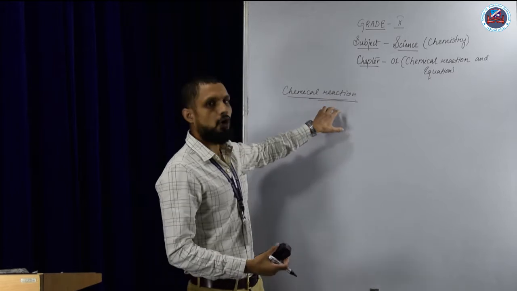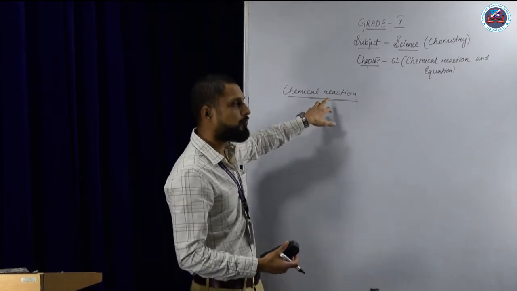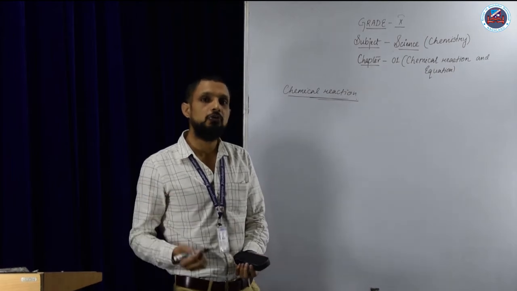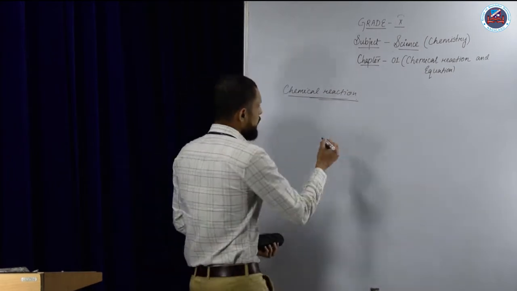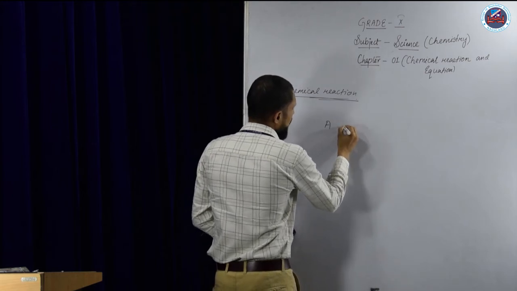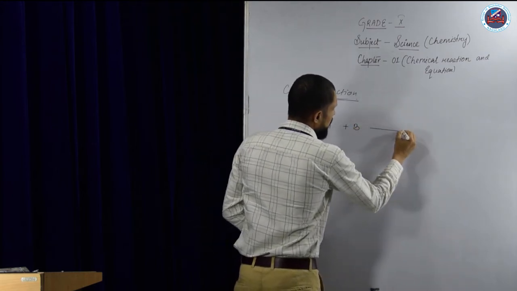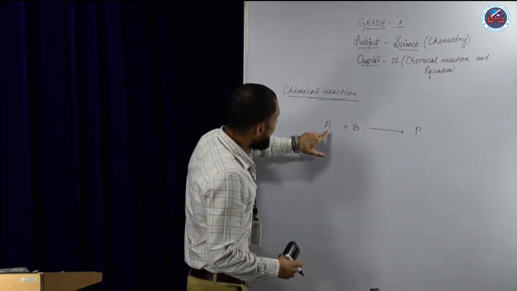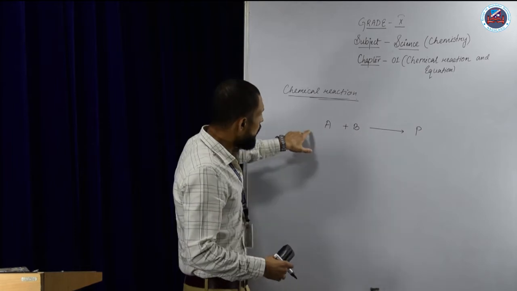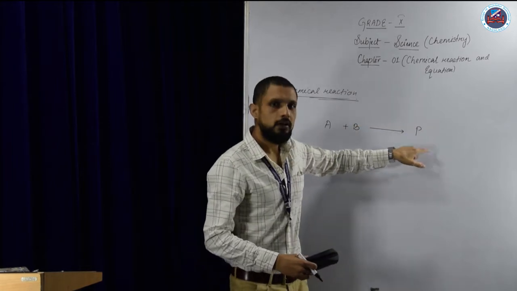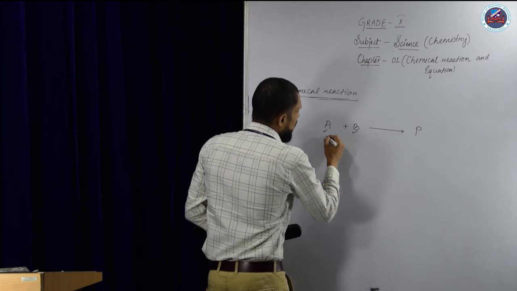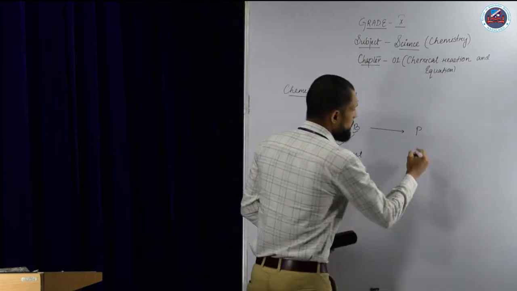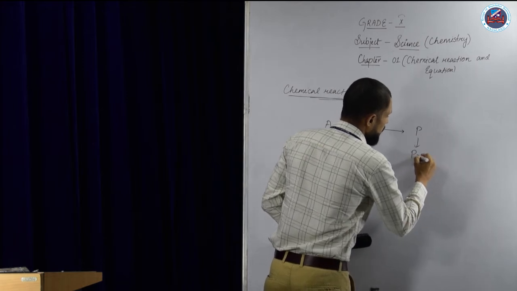Chemical reaction is a process. Okay? Chemical reaction is a process where one or more substances form a new product or a new substance. Say for example, A plus B is equal to C. Now here A and B will form C. So A and B are known as reactants, whereas the substance which is formed is known as product.